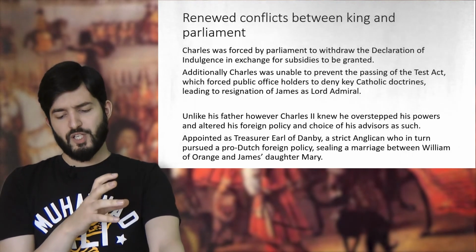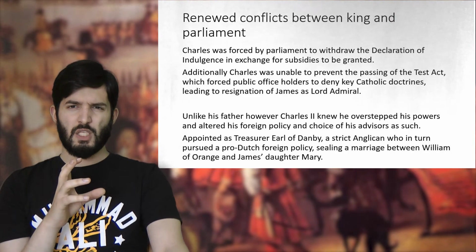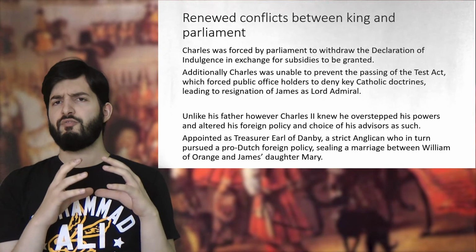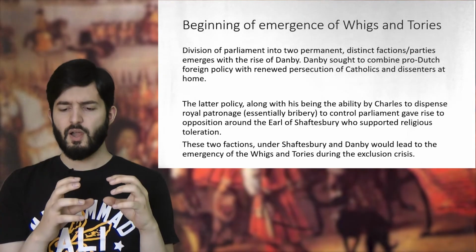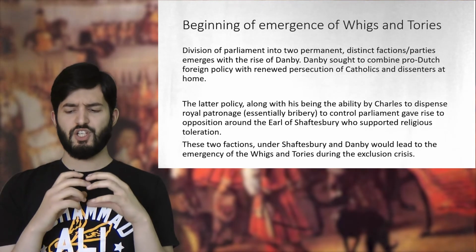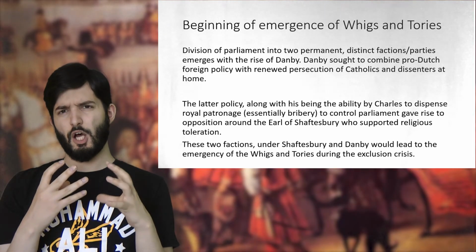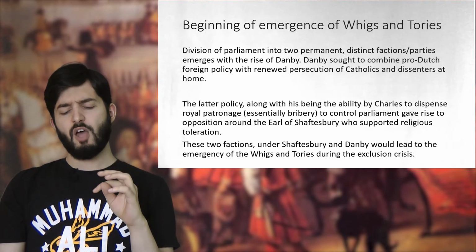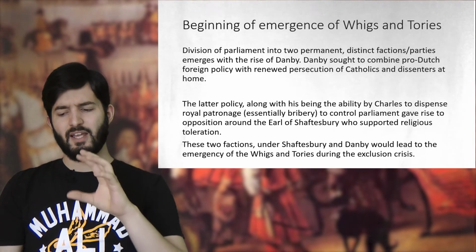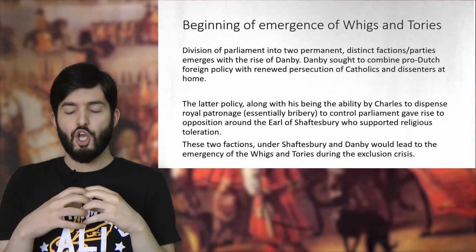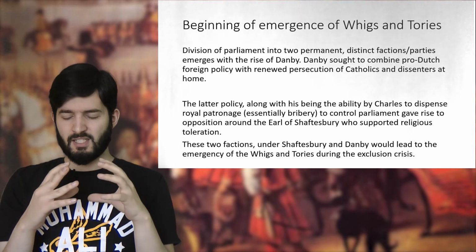So before I move forward, it's worth mentioning at this point that this is where we begin to see the emergence, which can be quite confusing oftentimes, of these two distinct parties within Parliament known as Whigs and Tories. So Parliament traditionally does often have divisions of groups, but those groups tend to often not be so distinct and they're often not really permanent. And so for the first time we get Parliament dividing into two permanent, distinct factions or parties that emerge. And they begin to emerge with the rise of Danby as this kind of dominant figure in Parliament.